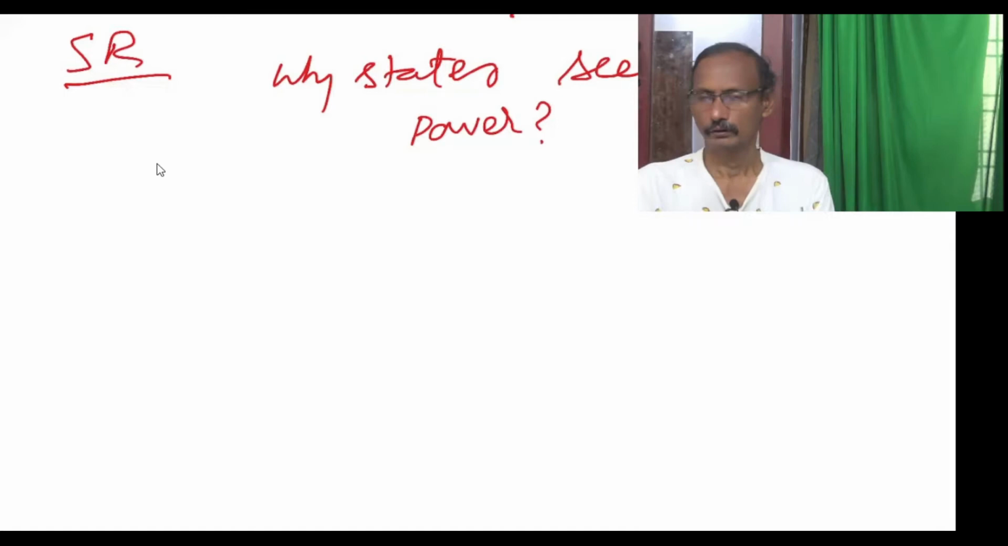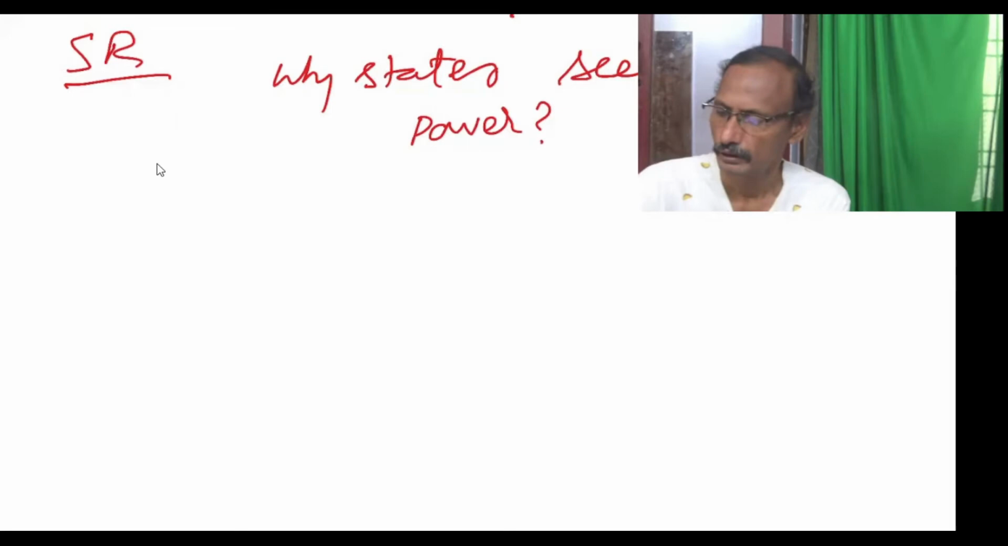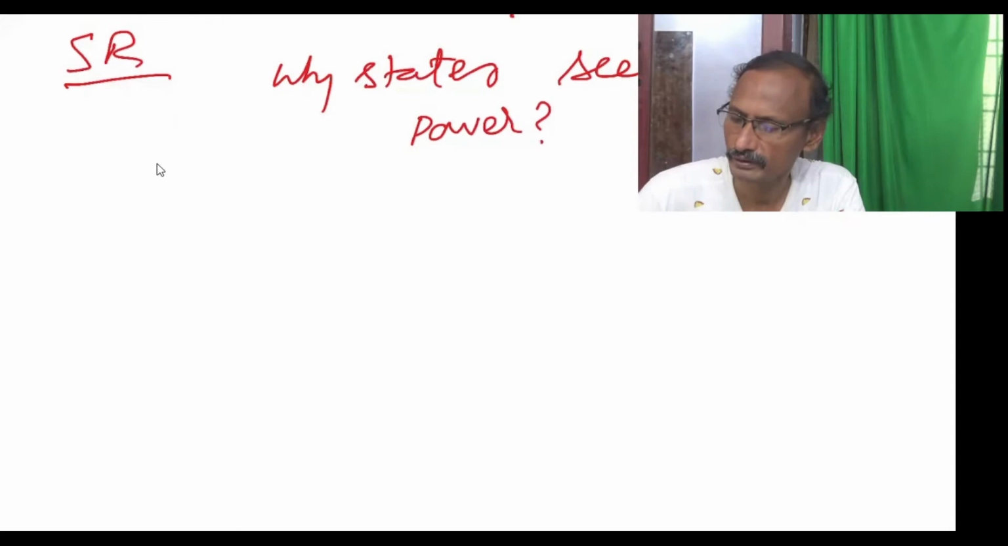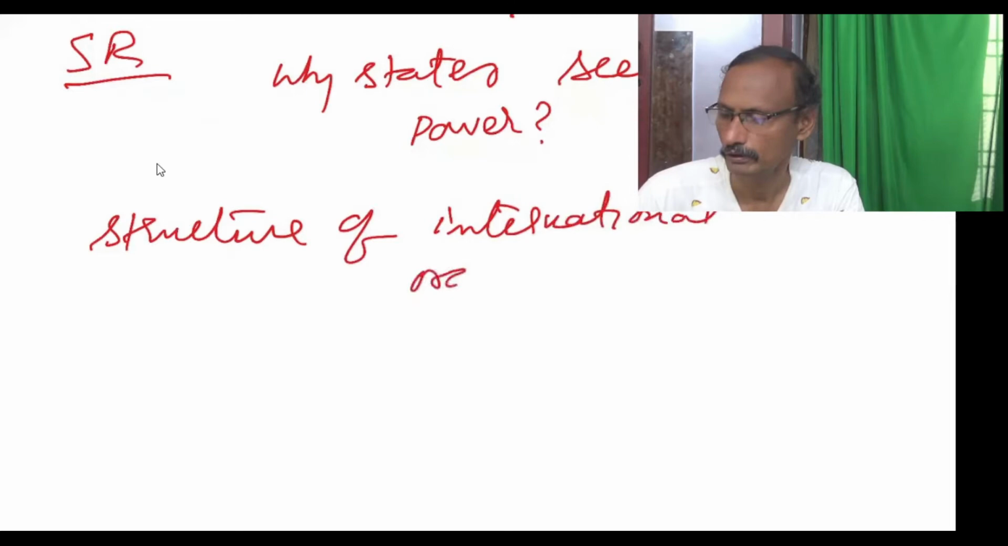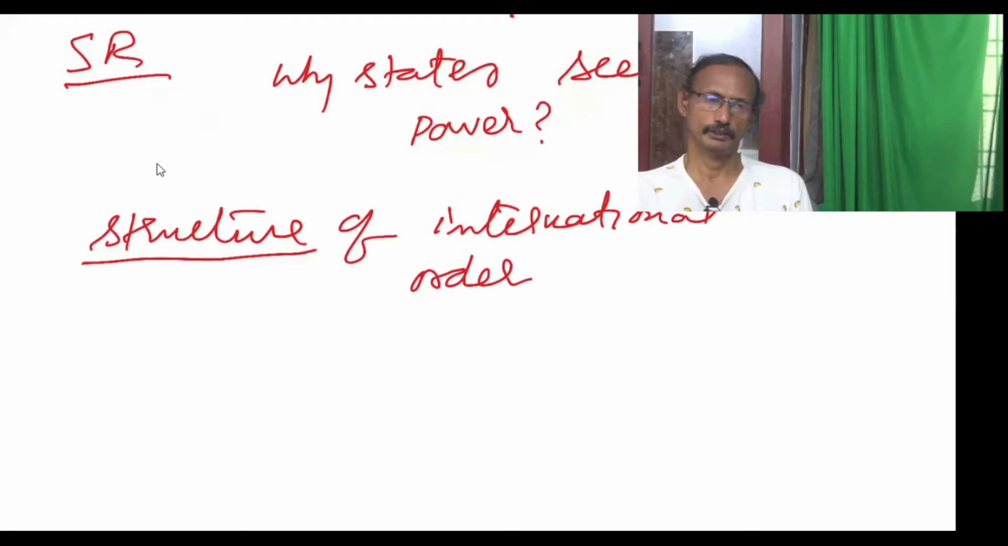Here, there are certain important assumptions. Kenneth Waltz proposes the reason why states seek power is the structure of international order, as opposed to human nature. What is the structure?